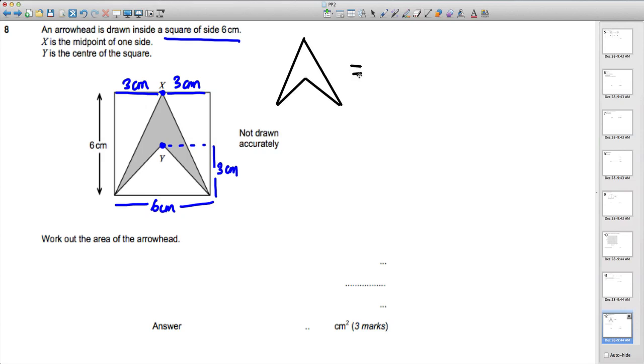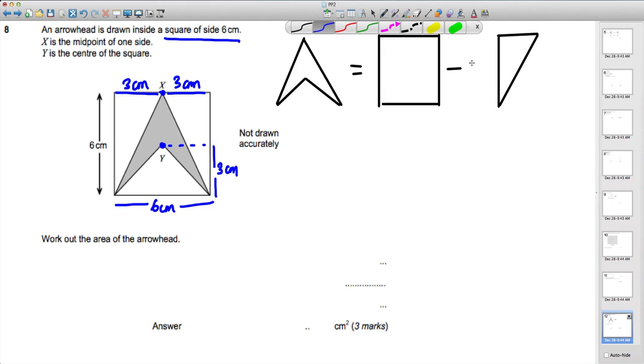is equal to the area of the square, okay, subtract. Now this triangle and this triangle are the same, so I would say subtract 2 of these triangles, this one and this one, and I would also need to subtract that triangle here, so that triangle. And that's how I would explain what I'm doing there.